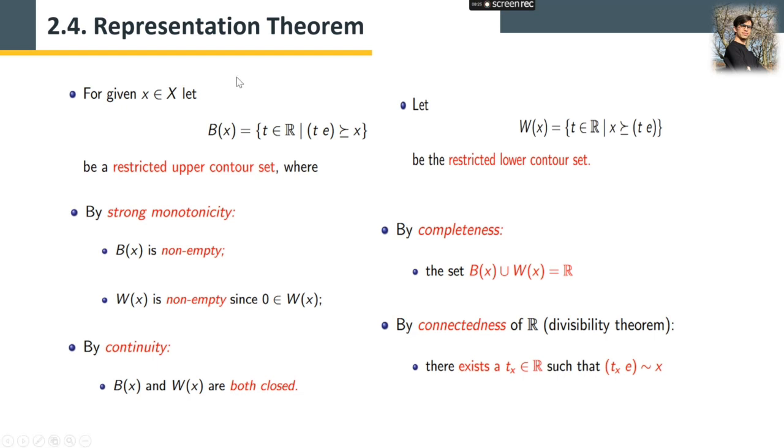Let's suppose that for a given consumption bundle x, u(x) multiplied by e is indifferent to x. The restricted upper contour set, which we denote here by B(x), is the set of t in R such that t multiplied by e is at least as good as x. Let this be the restricted upper contour set. Also let W(x), which is the set of t in the real numbers such that x is at least as good as t·e, be the restricted lower contour set.